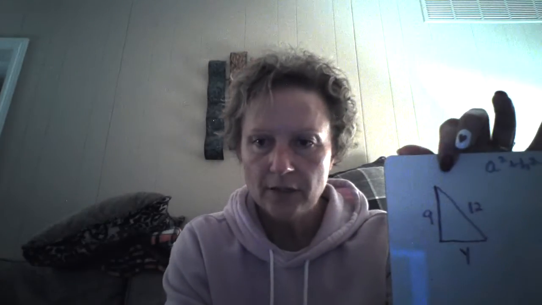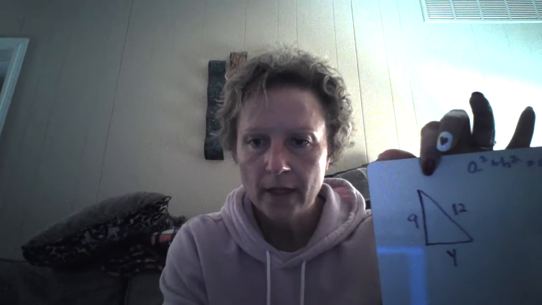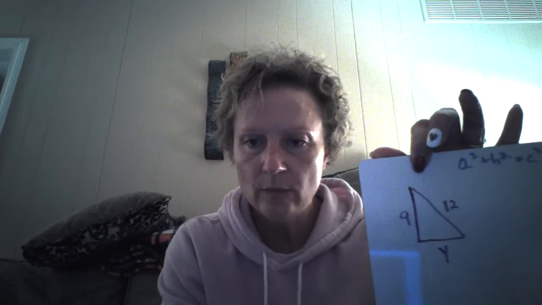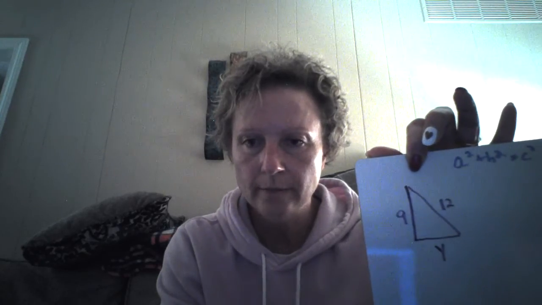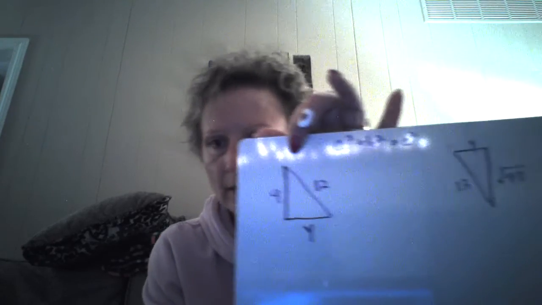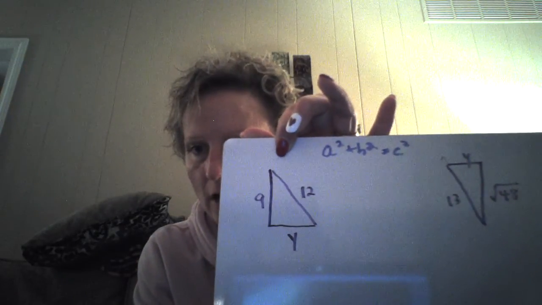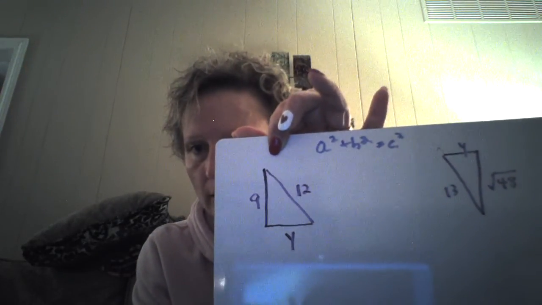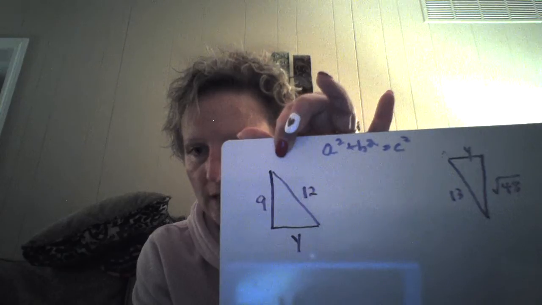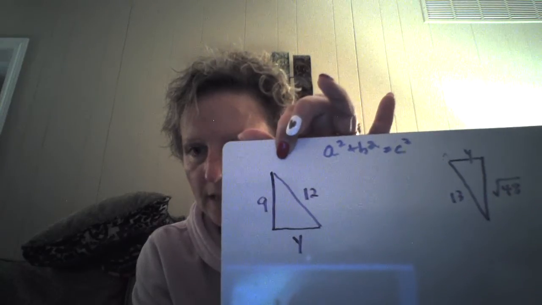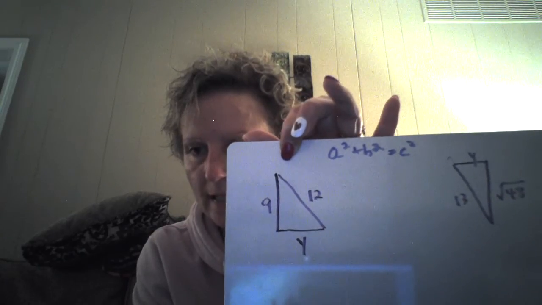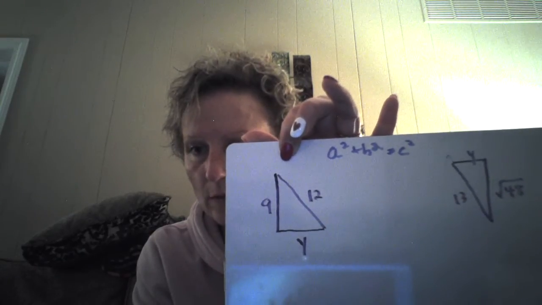Okay, so if you look at the very first one, c is actually 12. And then we have 9, and we're finding the variable y. Then we have a second problem, which some of you have on Khan Academy right now. We have y as the shortest side, 13 is the c, and the other side is the square root of 48.